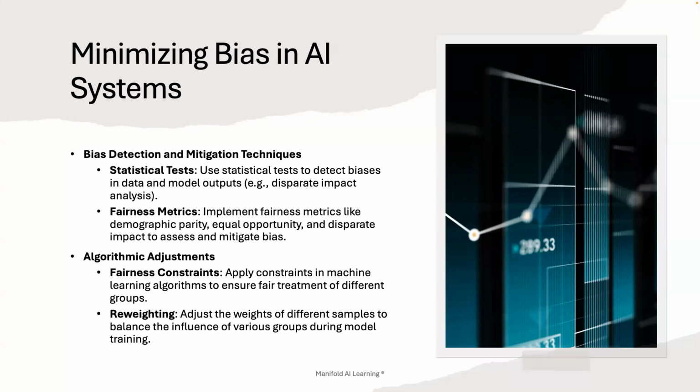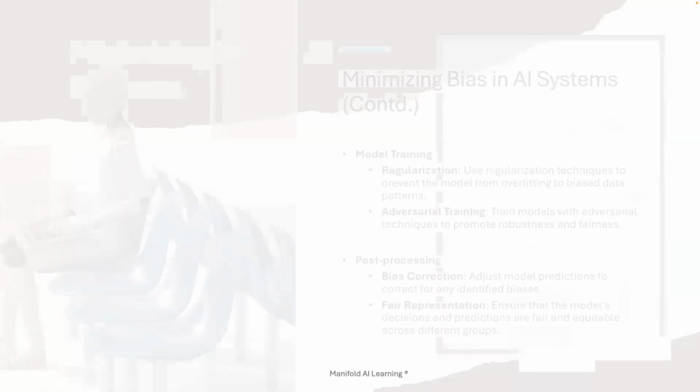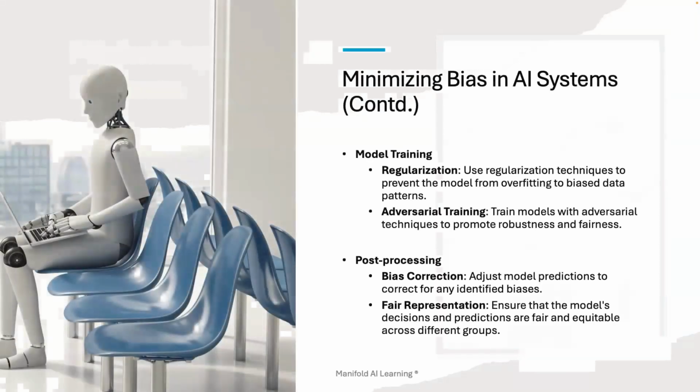So it is recommended that we adjust the weights of different samples so that we can balance the influence of various groups during the model training. Even this is part of the parameters of our machine learning model. The other way we can minimize the bias is during model training, by introducing regularization techniques or by applying adversarial training.